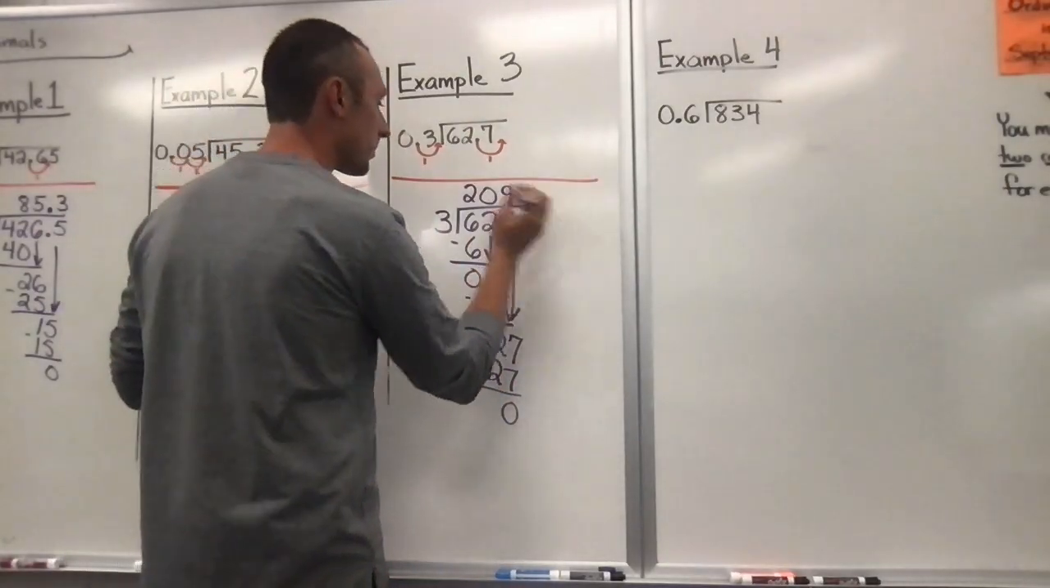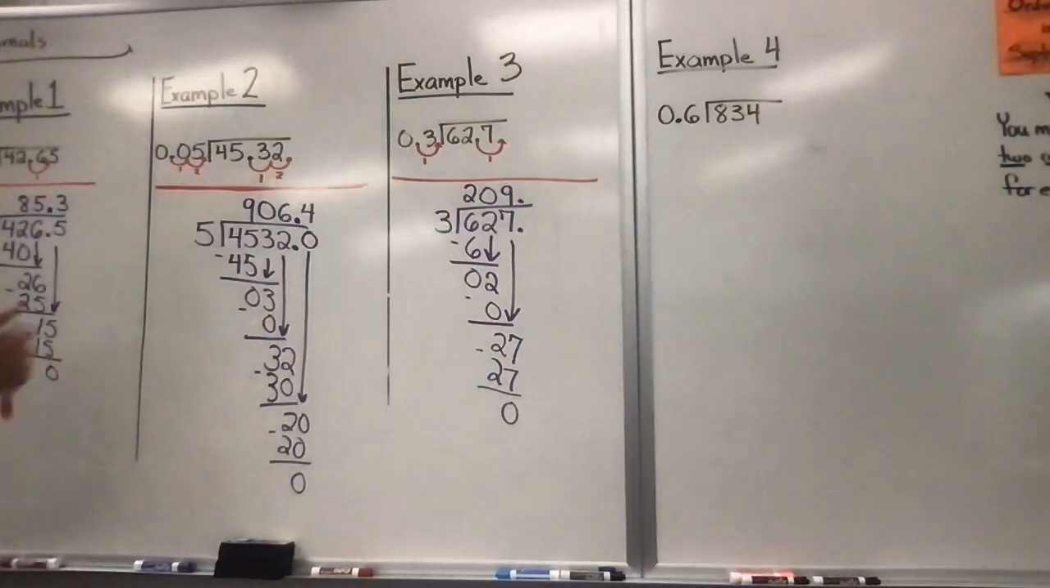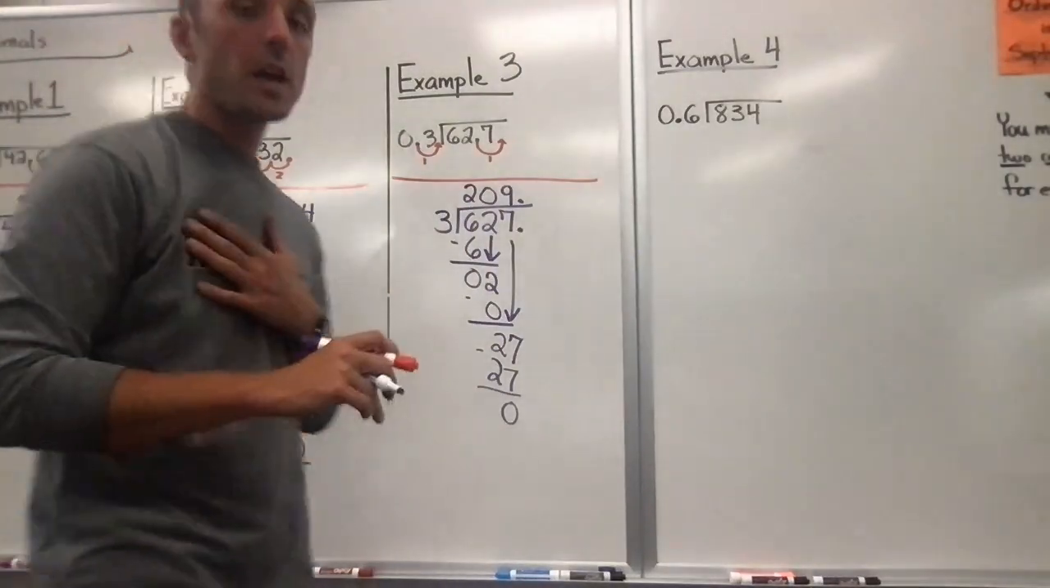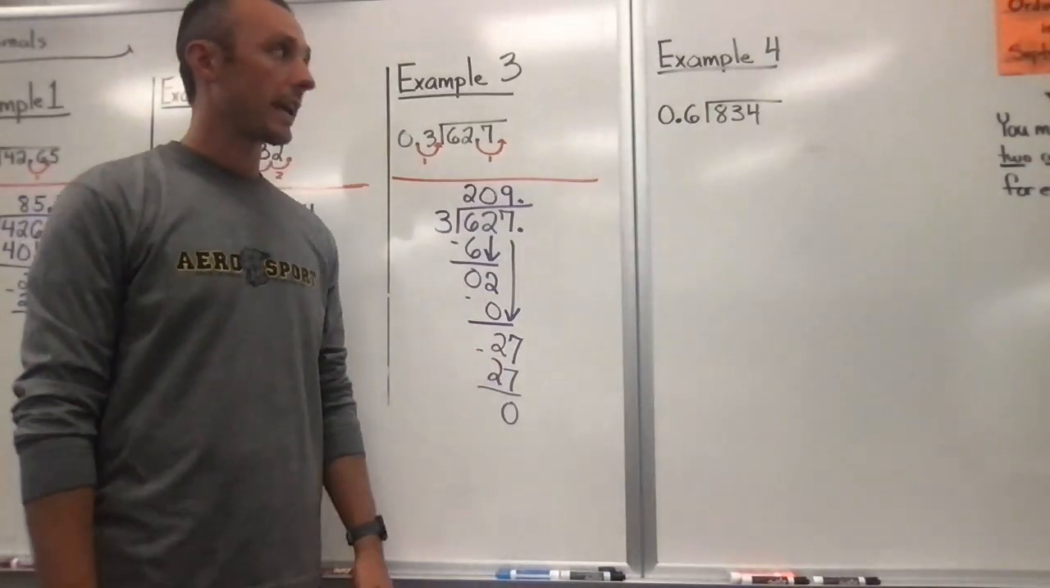I forgot to do it, but that's my decimal point. I really don't need it, though, because my answer is just a whole number of 209. Just a simple whole number. You can't see me anymore, sorry. It's a simple whole number of 209.